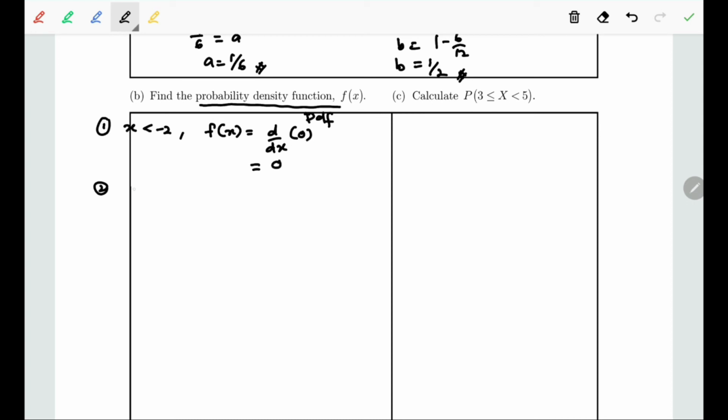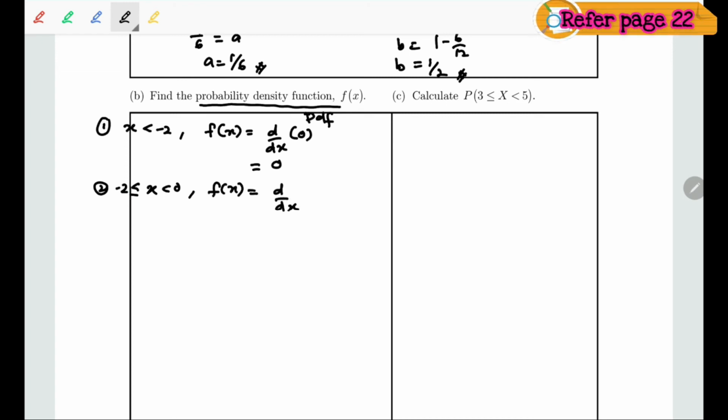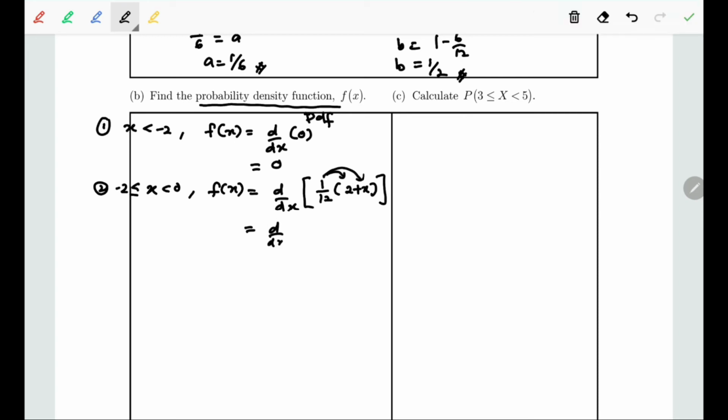And then for the second interval, where x varies from negative 2 to 0, to find the PDF we have to differentiate the CDF, which is the given function 1 over 12 times (2 plus x). So we are going to differentiate this one. But before that, it's better if we simplify this one first. If we simplify, you get 1 over 6 plus 1 over 12 x.